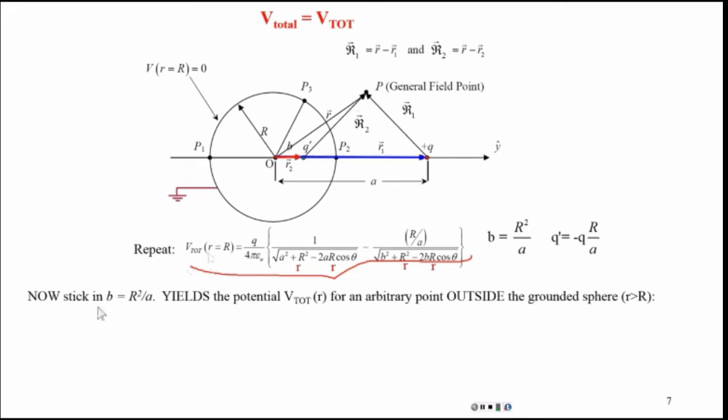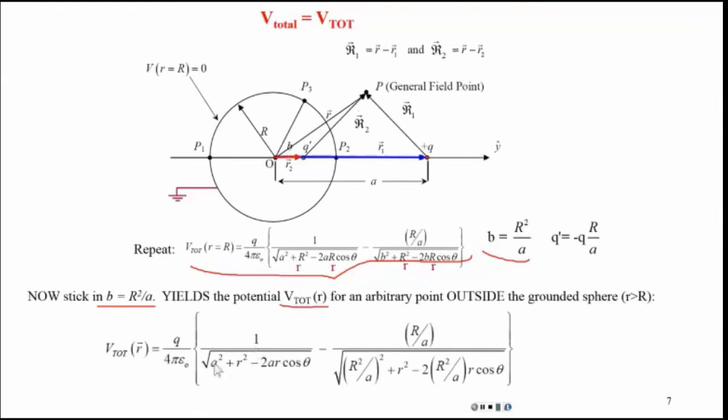We go back to sticking in the b values right here, then find the V total for any arbitrary point, and here it is. All I've done to go from here to here is to put in the right value for b, which is right here, and then put little r where there's a capital R. So we now have the general equation for any point P, and if we let little r be capital R, it'll give us 0.